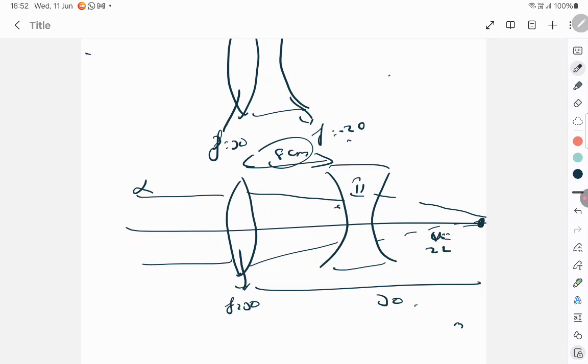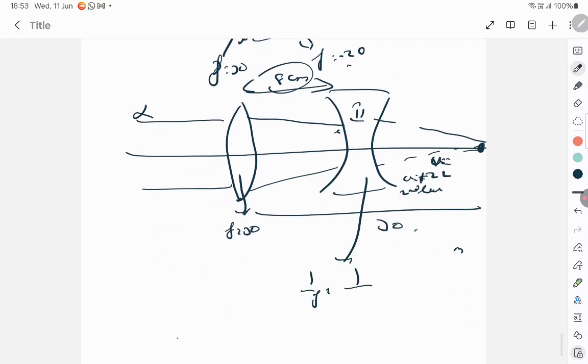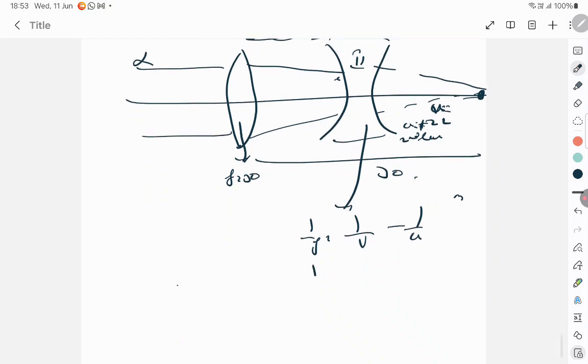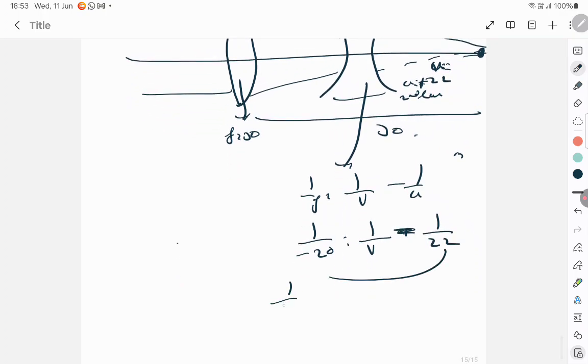This is going to serve as an object for the second lens, so u is positive. For the second lens, you can write 1 by f is equal to 1 by v minus 1 by u, where the focal length of the second lens is minus 20. So minus 1 by 20 is equal to 1 by v minus 1 by 22, since u is positive 22. So 1 by v is minus 1 by 20 plus 1 by 22. Take the LCM, which is 220. You get minus 11 plus 10, which becomes minus 1 by 220. So v itself is minus 220.